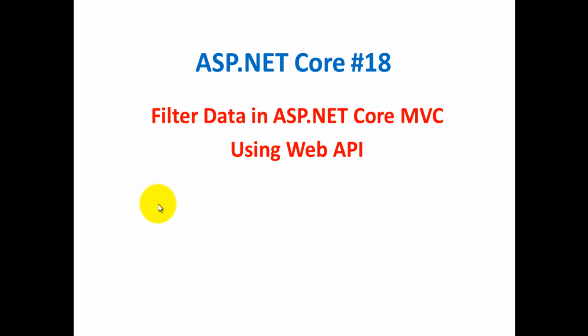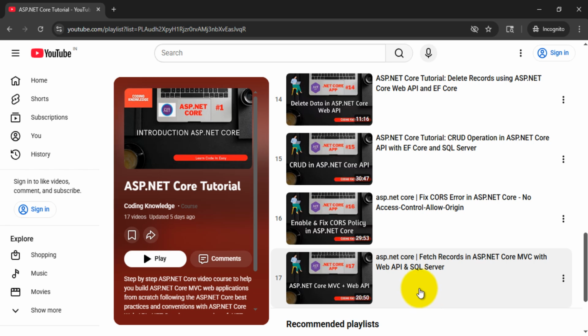In this video, I'll show you how to filter data in ASP.NET Core MVC using ASP.NET Core Web API. So guys, before going through this video, please visit my part 17. So I'll show you that. This is my part 17 in the ASP.NET Core tutorial course section. You'll get all the real-time scenario videos on ASP.NET Core with Web API and SQL Server. In my last video, I already described how to fetch records in ASP.NET Core MVC using Web API and SQL Server.